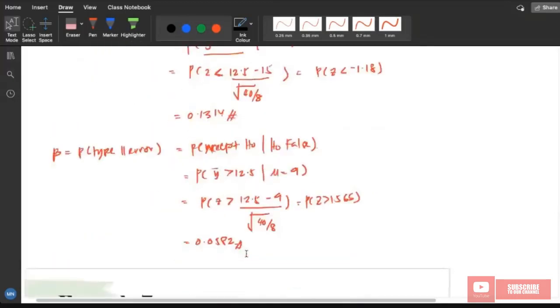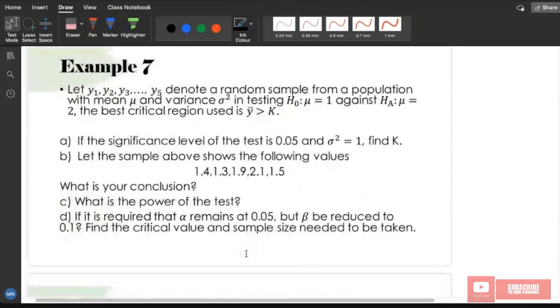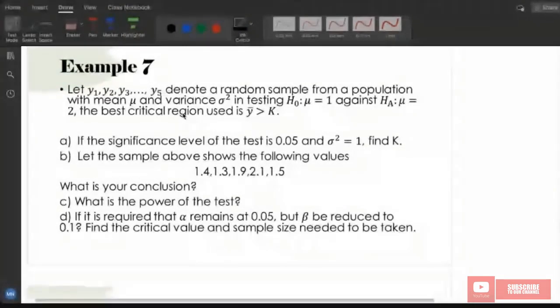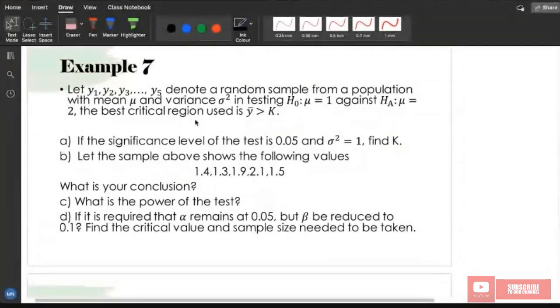Are you okay? Any question? Do you understand? Yes, sir. Right. Since you understand, I will give you 5 minutes to answer the first question in example number 7. 5 minutes. Please answer example number 7A.